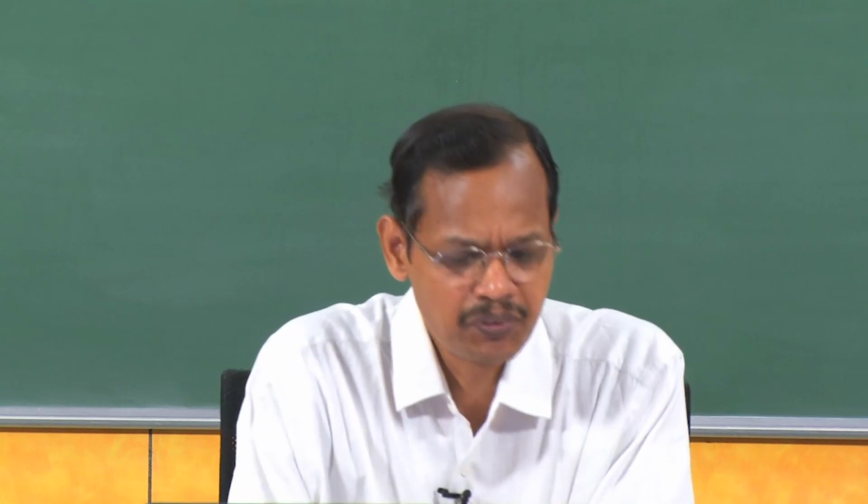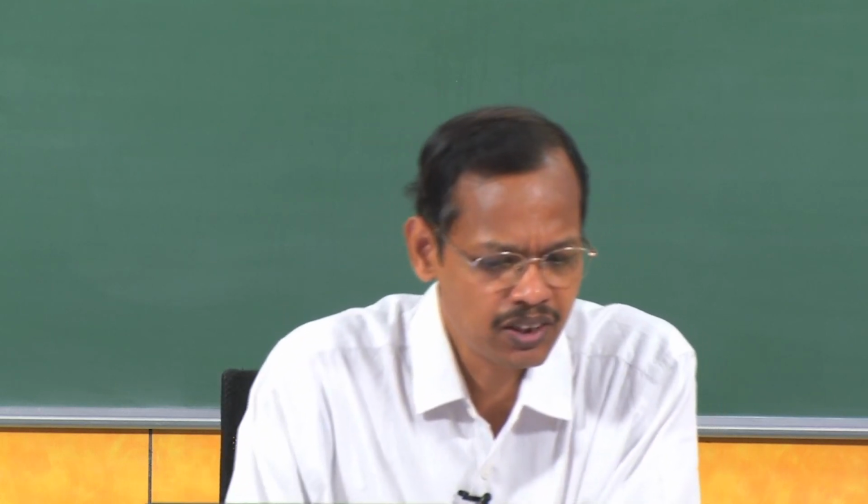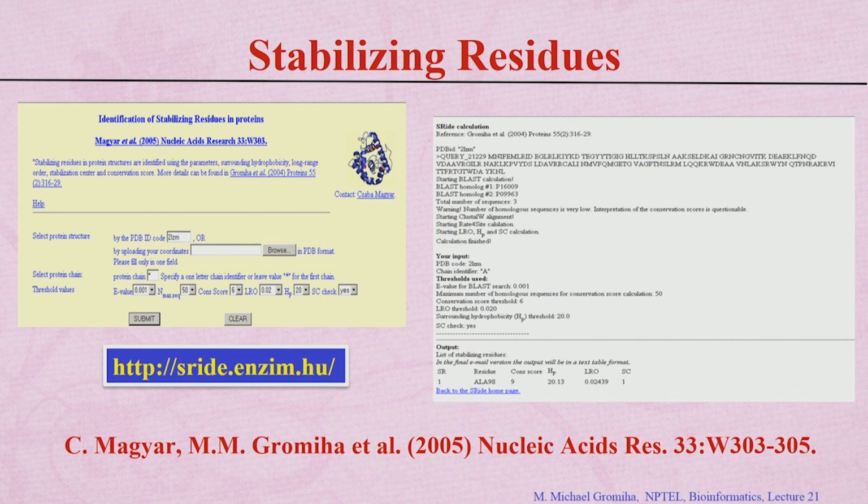So, how to get this information? In this case we developed a server called SRIDE, that is, stabilizing residues in protein structures. It takes a PDB code, or you can upload your structures if you obtain the data from MD simulations. Then we can specify the chain. If you want to get these stabilizing residues from a particular chain, you can specify the chain, or you can put a star to take the first chain or all the chains.